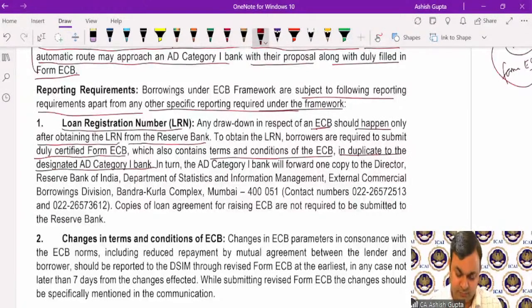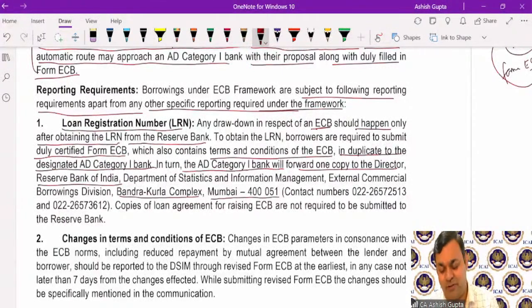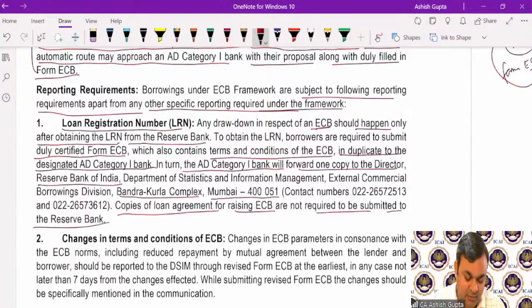In turn, the AD category 1 will forward one copy to Director, Reserve Bank of India, Department of Statistics and Information Management, External Commercial Borrowing Division, BKC, Bandra Kurla Complex, Mumbai 400051. Copies of loan agreement for raising ECB are not required to be submitted to Reserve Bank, right? For this, we obtain the LRN number, loan agreement number. For this, copy of agreement is not required, right? So this is LRN.